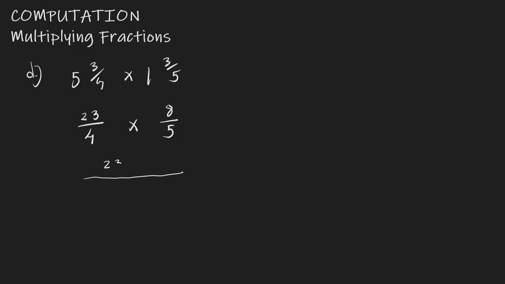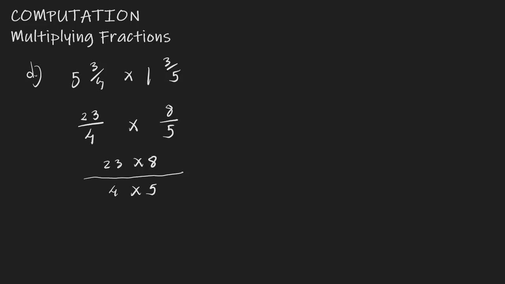Our next example, we will be multiplying 5 and 3/4 and 1 and 3/5. These are two mixed numbers. Let us change them into improper fractions. 5 times 4, that is equal to 20. 20 plus 3, so we get 23 on 4. 1 times 5, that is 5. 5 plus 3, that is 8 on 5. Multiplying fractions, you multiply the numerator and you multiply the denominator.